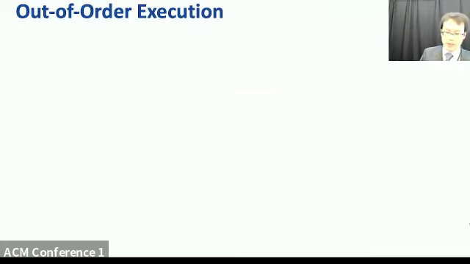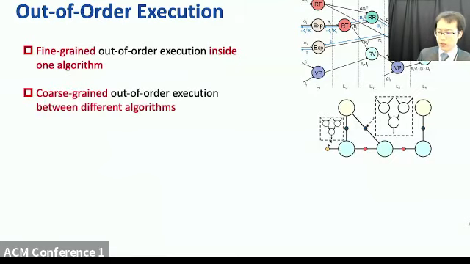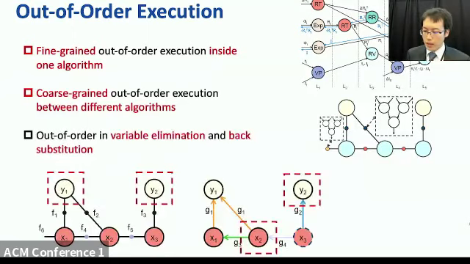And this accelerator supports three levels of out-of-order execution. The first level is the fine-grained out-of-order execution inside one algorithm. The second level is the coarse-grained out-of-order execution between the different algorithms. And third is the out-of-order execution in the factor graph inference procedure. And for more details, please refer to the paper.